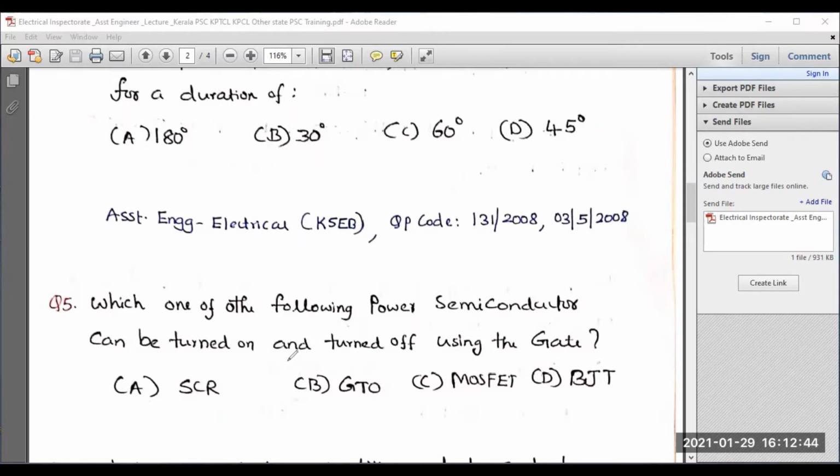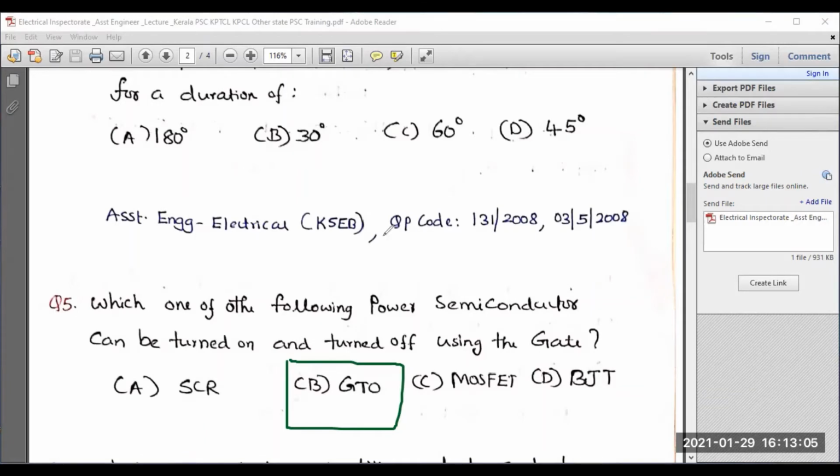But in case of gate turn-off thyristor, GTO, what is the specialty? In order to turn on the device, you have to provide a positive gate current. Remember, in order to turn on GTO, you have to provide positive gate current. If you want to turn off GTO, you have to provide negative gate current. Then only the device will be activated.